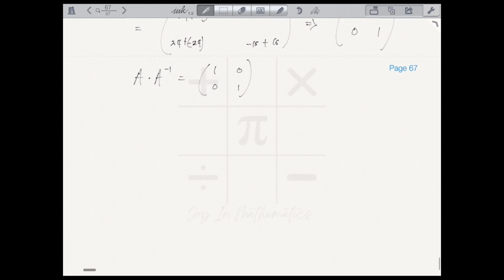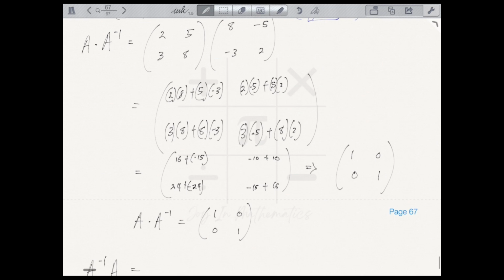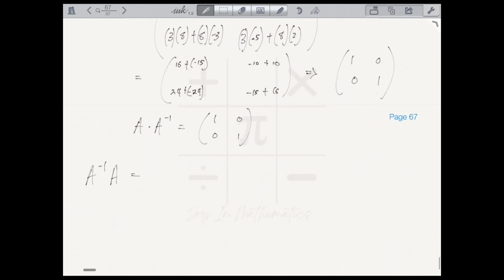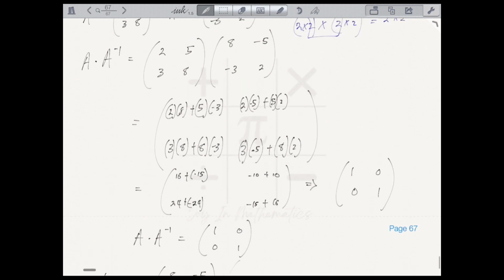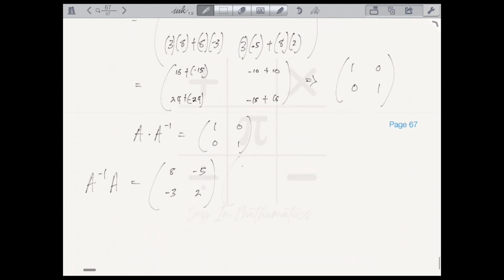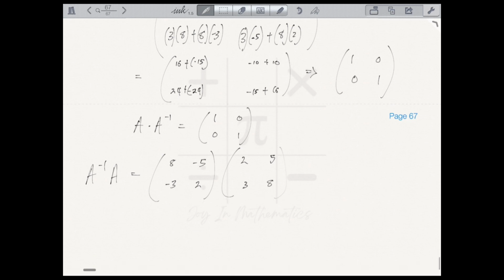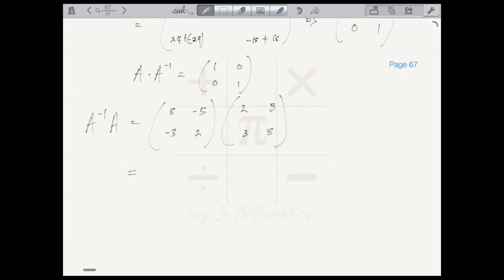Likewise, now let us try the inverse of A multiplied by A, because we know that in multiplication of matrices, the order is very important. So the inverse of A is 8, minus 5, minus 3, 2, and A itself is 2, 5, 3, 8. Now let's multiply this out and see. Of course, we will have a 2 by 2 matrix at the end.